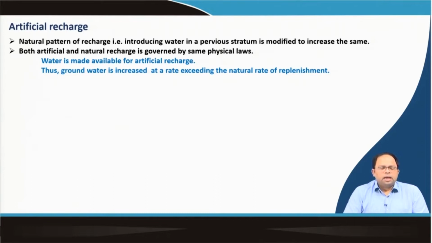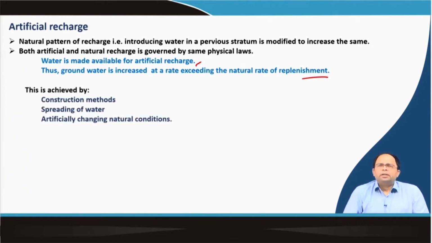But the thing is, we want to increase the amount of water that is available for putting in the ground. So that is what is different in artificial recharge, and that means water has to be made available for artificial recharge, and groundwater is increased at a rate exceeding the natural rate of replenishment. So that is why it is artificial recharge.